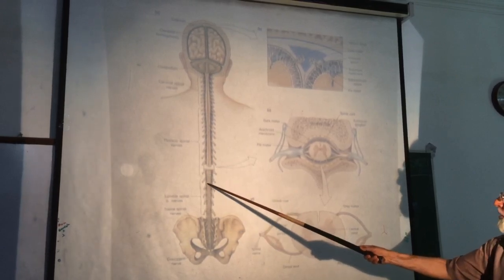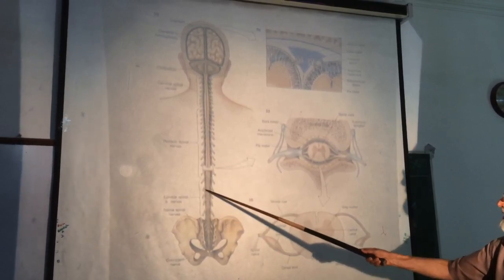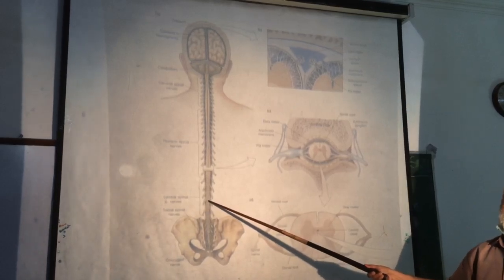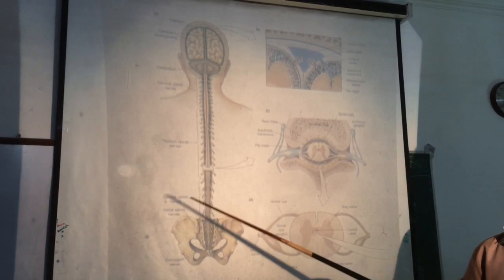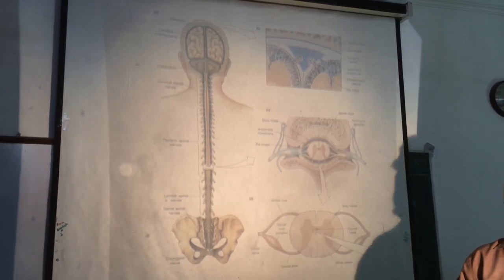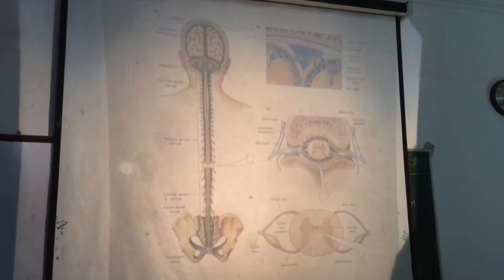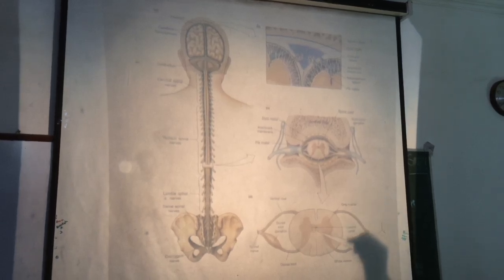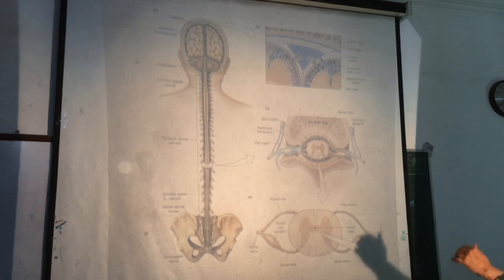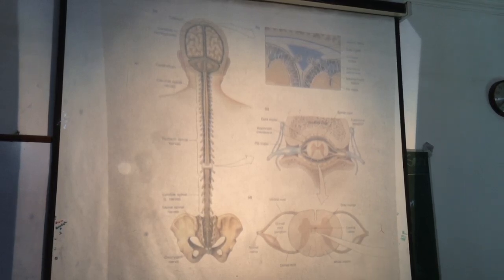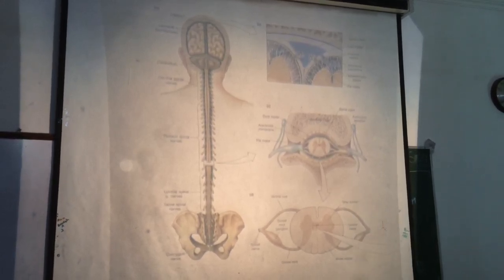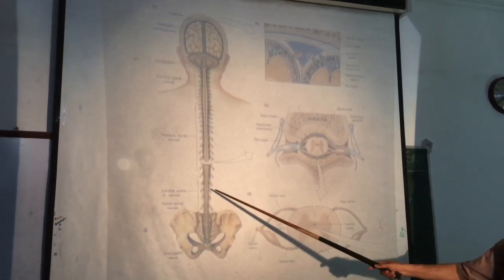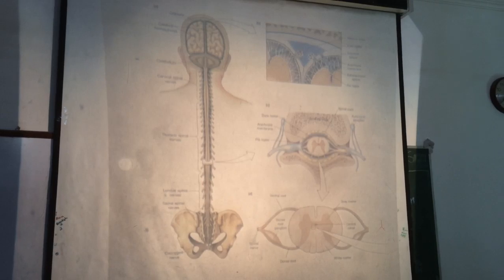And this collection of the descending nerves, the lumbar nerves and sacral nerves, is called cauda equina. Cauda equina means horse tail. These are the descending lumbar and sacral nerves which descend in the vertebral canal to come out at the lumbar and sacral segments.